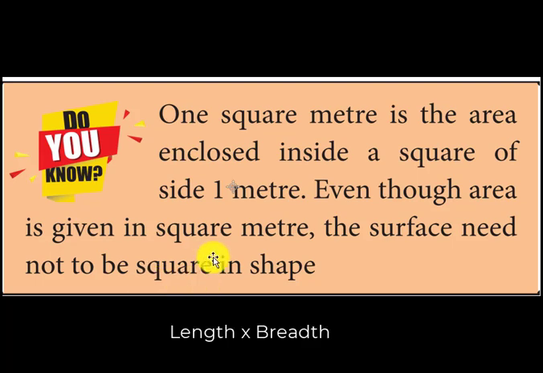For example, take a rectangle. Area of a rectangle is length into breadth. For length you use meter and for breadth you use meter. So it is meter square. To mention the unit you have to use square, and the shape is not necessarily a square. Okay, that is given in this paragraph.